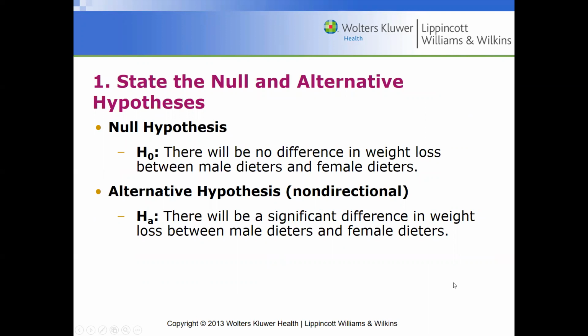So you're going to start by stating the null hypothesis, which is that there'll be no difference. And then the alternative hypothesis: there will be a significant difference in weight loss between male dieters and female dieters. You'll notice that this hypothesis is non-directional, so we aren't saying that one will lose more or less, but that there just will be a difference between the amount of weight lost.